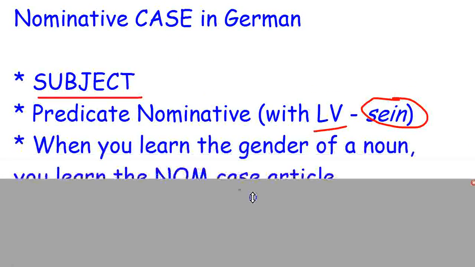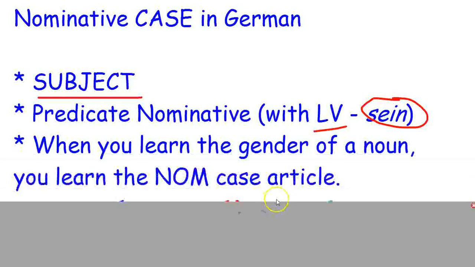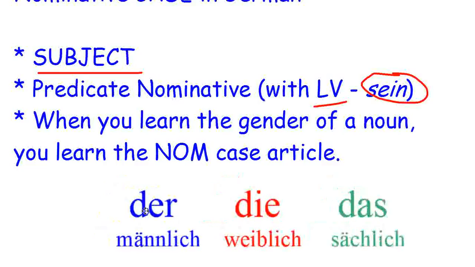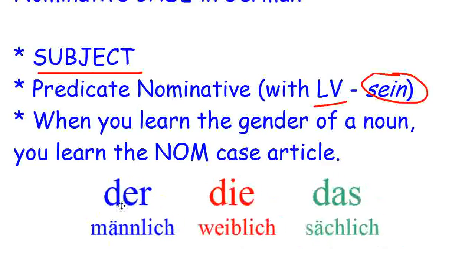The other thing we want to make sure that we remember is that every time we learn a noun, we learn its nominative case article. So when you learn a noun, you already know, is it männlich, weiblich, or sächlich? So you'll know those already. Zum Beispiel der Vater, die Mutter, das Buch. You know it.